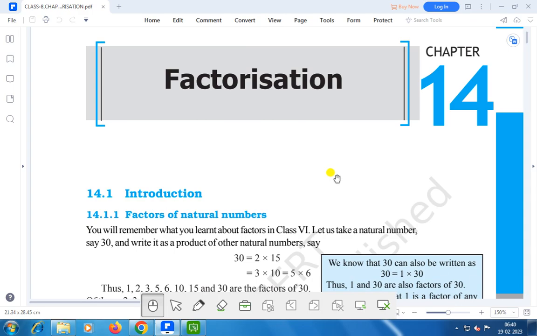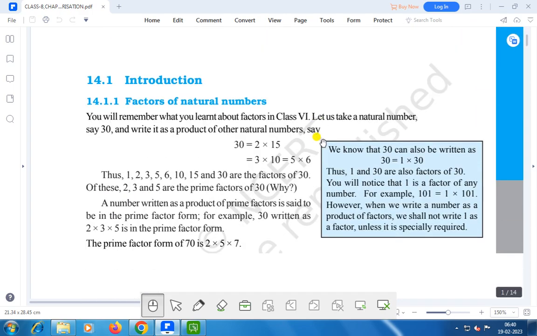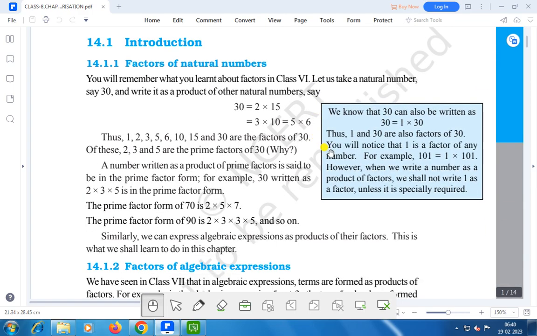Hello everyone. Today we shall discuss chapter 14, that is factorization. Here is the introduction. First of all, we find the factors of natural numbers. You remember what you learnt about factors in class 6.